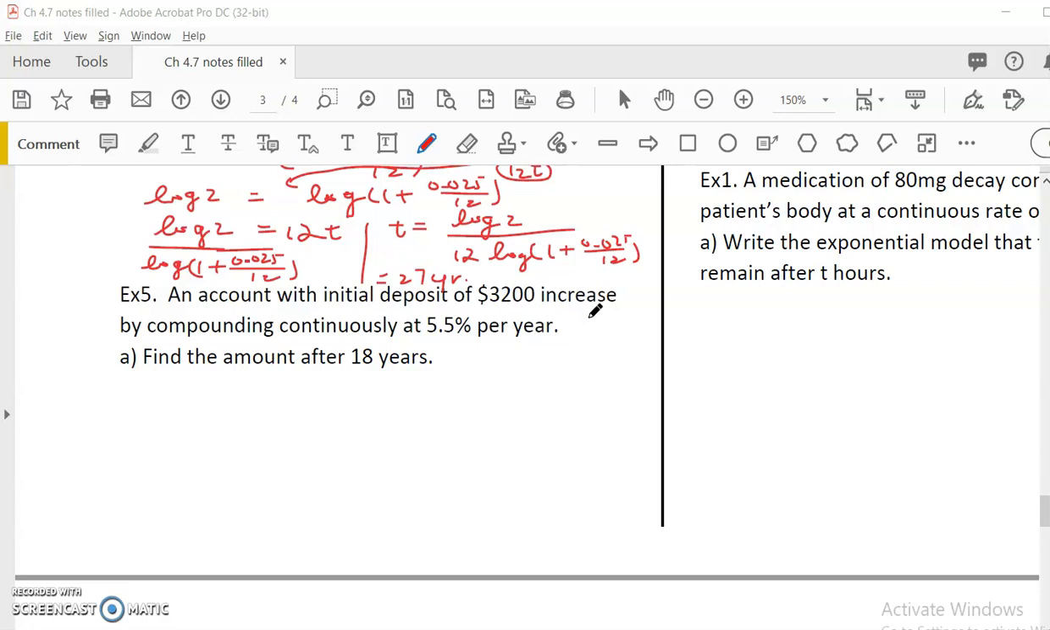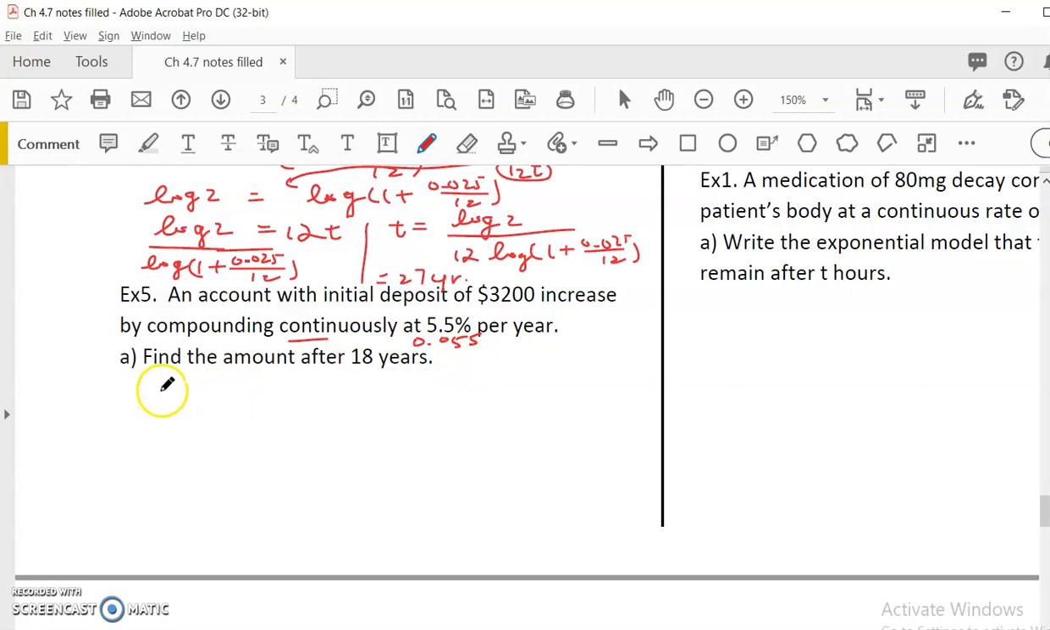That means compound interest will be given to the account continuously. So there is an initial deposit of 32,000 and it increases by compounding continuously at the rate of r equal to 5.5%. In decimal, that is 0.055. Find the amount after 18 years.